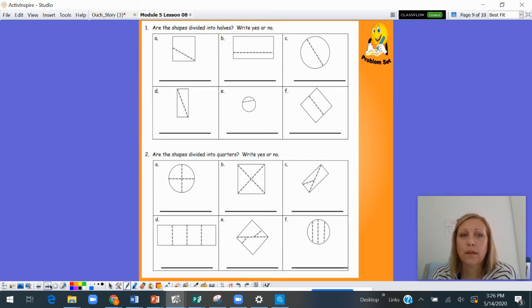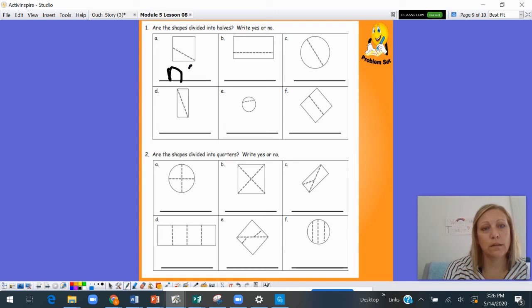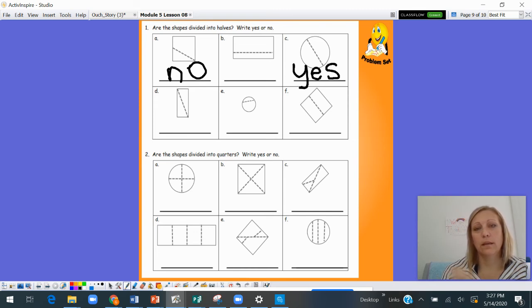Here are some shapes. All you're going to do today is look at the shapes. Are they divided in equal parts? Let's look at A. Is A divided into 2 equal parts? And remember, equal means the same. If you said no, you're correct. So you're just going to see which ones are equal parts. Does C look like it's equal? Yes, those look like they're pretty much the same.